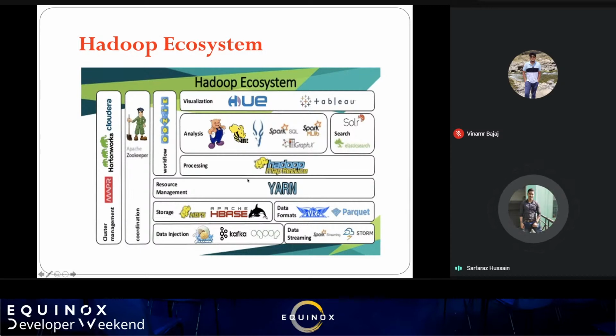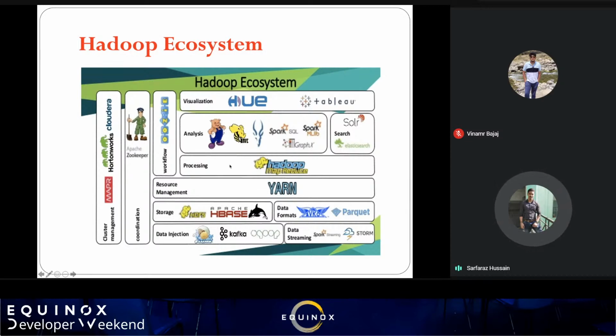Again, on top of them we have YARN, which is to negotiate the resources. For processing we have MapReduce. We also have Spark, which is the most in-demand big data technology these days in the market. For processing we have MapReduce, and now we have Spark. And for analysis we have Pig, which is kind of deprecated. Pig is a scripting programming language.